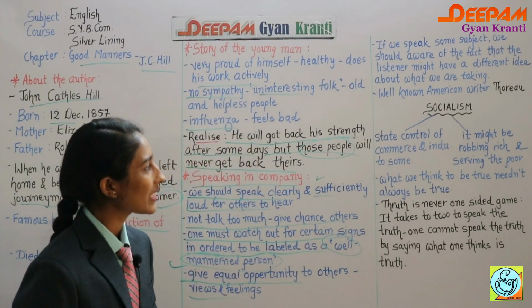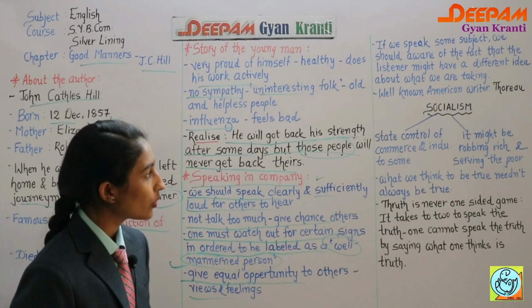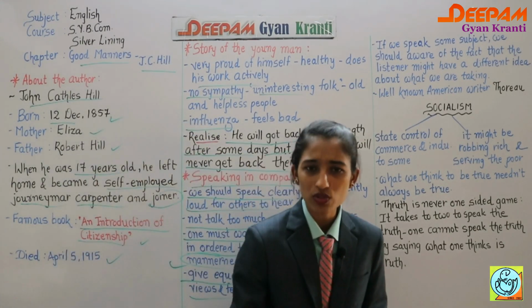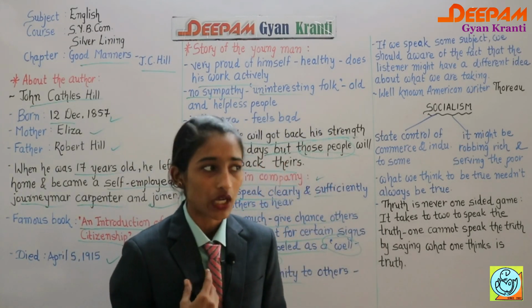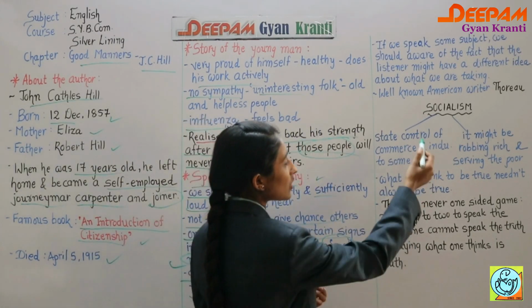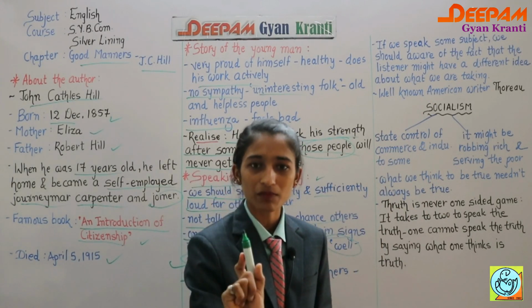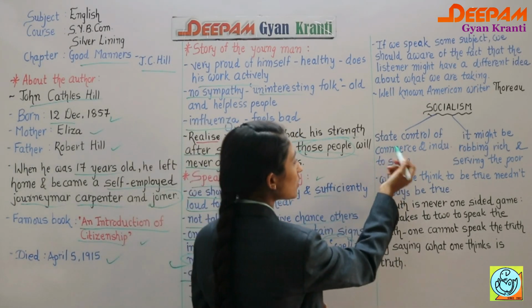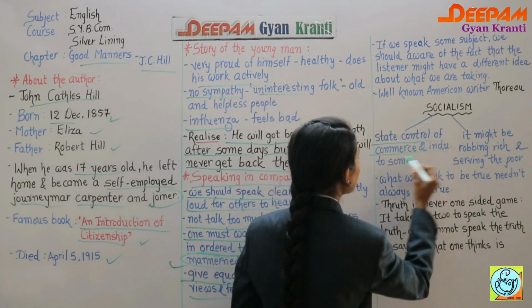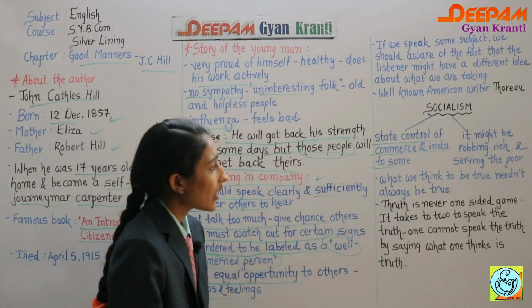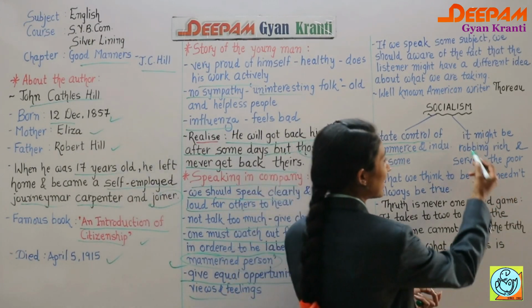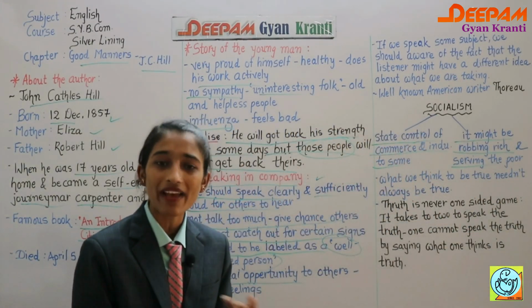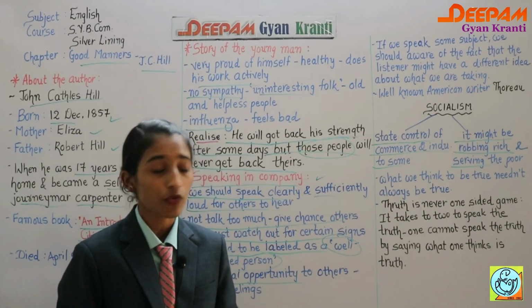And here he gives one example of the well-known American writer, Thoreau. And he gives the example of socialism. Socialism is one word according to us. But he said that socialism is not only one word, but the points of view are totally different. For someone, socialism means what? State control of commerce and industry to someone. Otherwise, for another, it might be robbing the rich and serving the poor people. So everyone has a different meaning for one word.